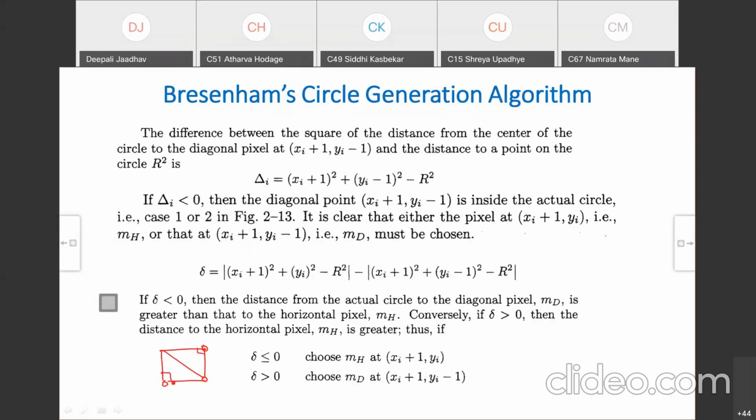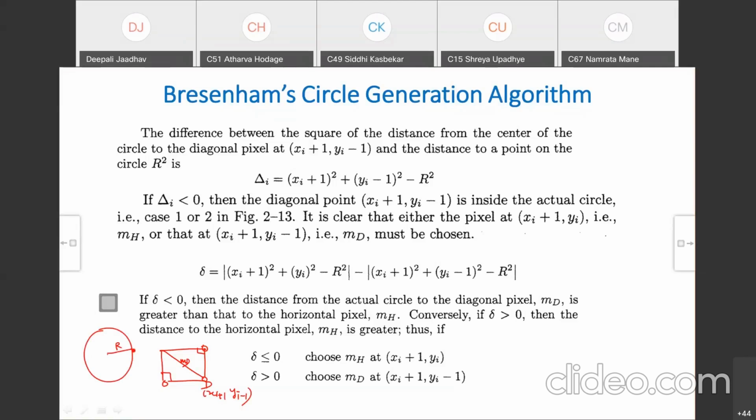So using that, the difference between the square of the distance from the center of the circle to the diagonal pixel, this is the diagonal pixel, MD, diagonal pixel xi plus 1, yi minus 1, correct? And the distance to a point on the circle. So any point on the circle, what is its distance? R. Correct? Any point on the circle from its center is at distance r. It is always at distance r.